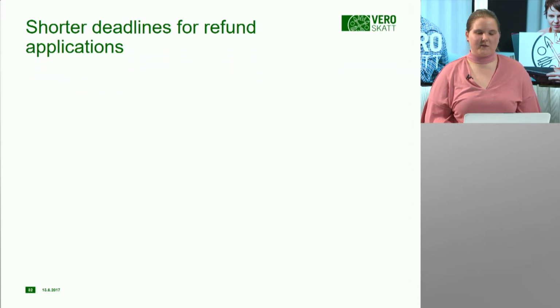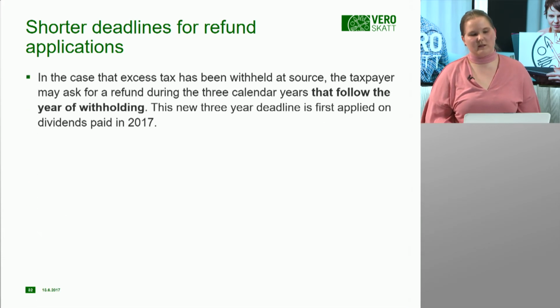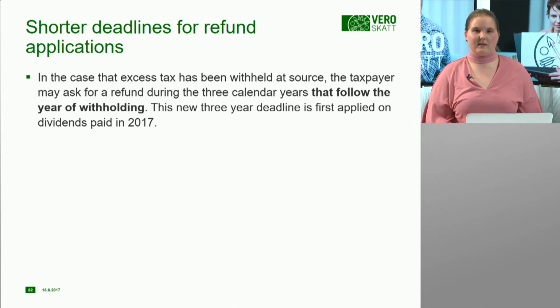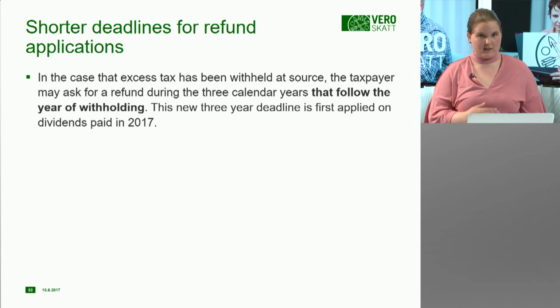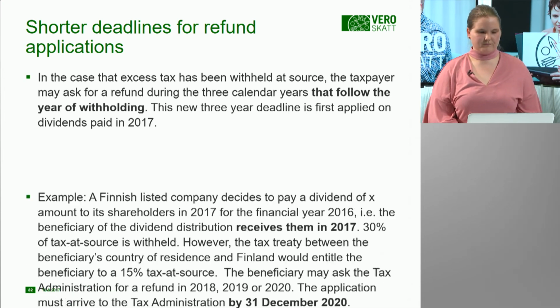And now, one of the major changes that also happened in the beginning of the year is the shorter deadlines. Starting from dividends paid this year, we have moved to a 3-year deadline. So in the case that excess tax has been withheld at source, the taxpayer may ask for a refund during the 3 calendar years that follow. The new deadline is only applied to dividends paid this year and moving forward. So, for example, 2016 is still on the old deadline.